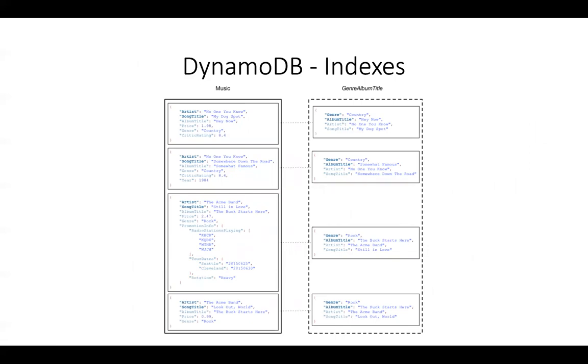Now you can do a query based on this genre album title index, a global secondary index that you have created, where you input the partition key to be genre and your album title to be your sort key. So in that way, these two keys for your global secondary index are totally different than the two keys for your table that you created, right?